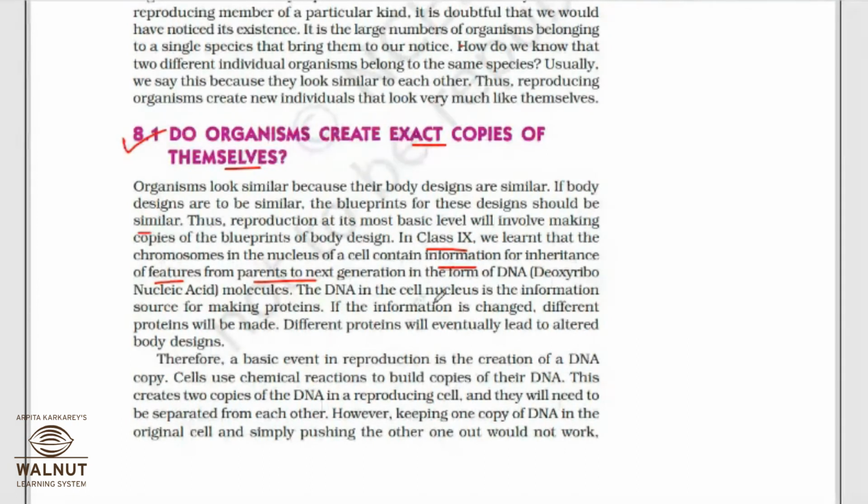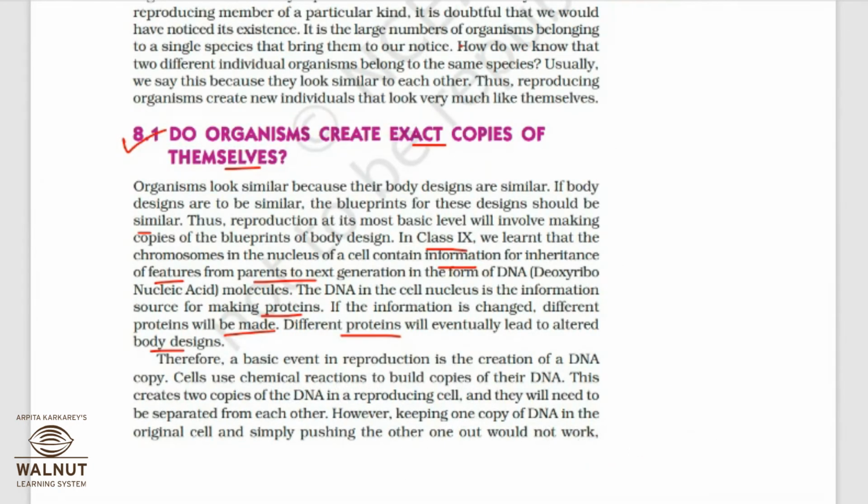The DNA in the cell nucleus is the information source for making proteins. So DNA is basically a protein. If the information is changed, different proteins will be made, and different proteins will eventually lead to altered body design or different characteristics or features, you can say. So these are the chromosomes. These are called sex chromosomes: XY for boys and XX for girls. X chromosome, Y chromosome. These are called sex chromosomes.